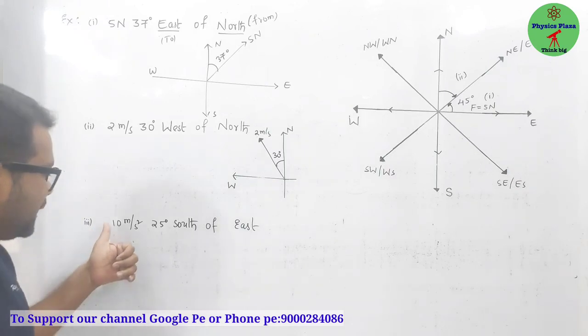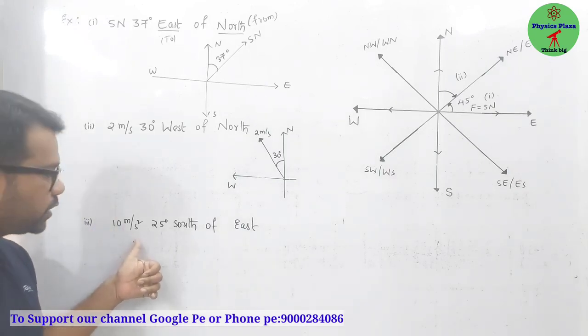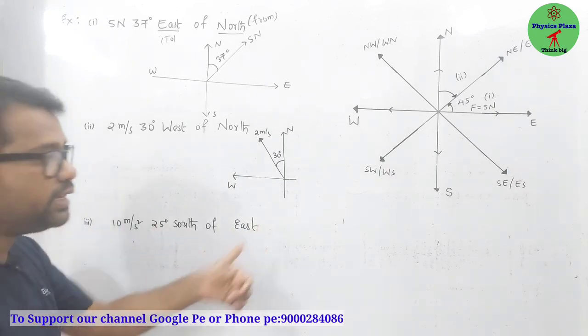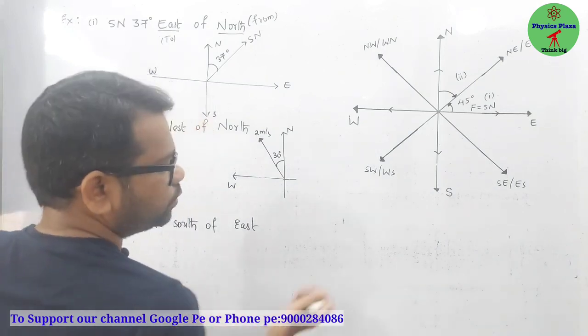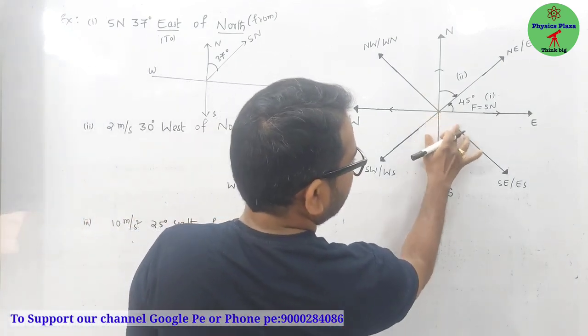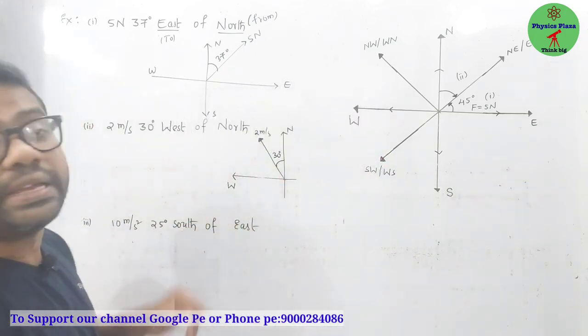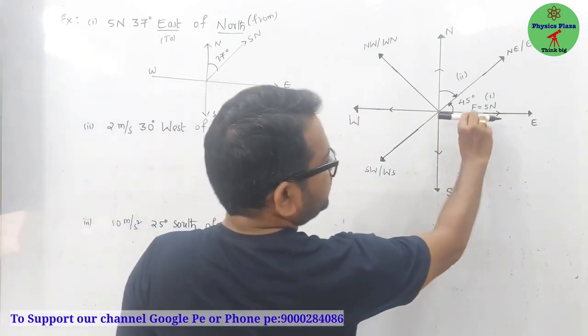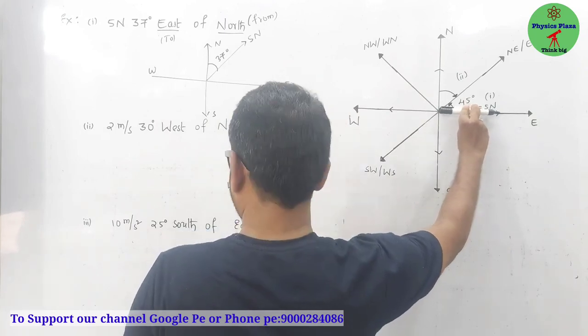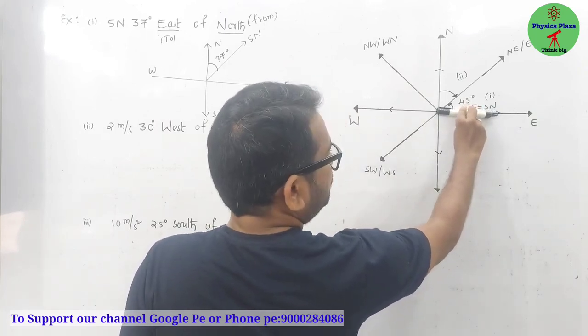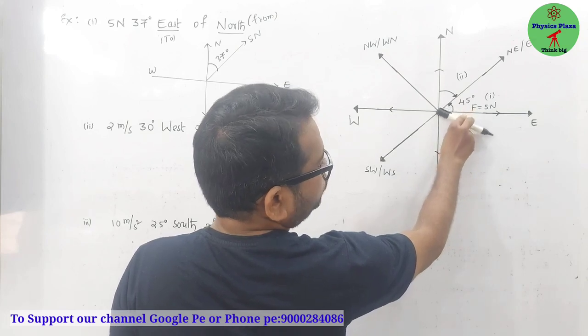Fine. Now look here, 10 meter per second square acceleration, 25 degrees south of east. So south of east, okay, let us take this one here only. So 25 degrees south of east means actually the acceleration vector is towards east only. Now it is rotated by 25 degrees towards south.